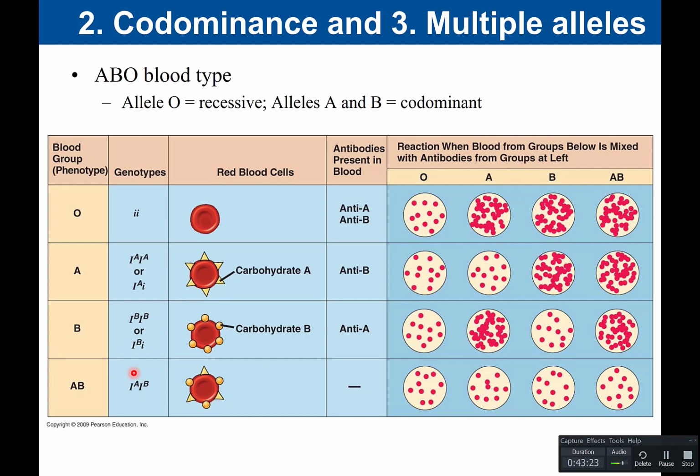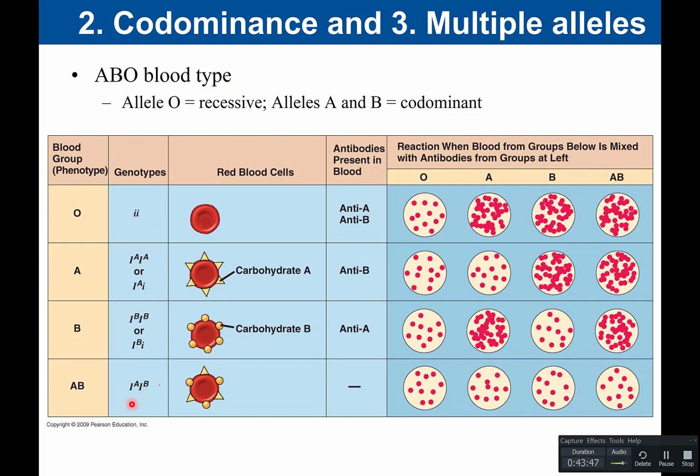Now, what if it was the other way? What if my mom was O? Could her mom be AB? Could my grandma be AB and my mom be O? No, that's not possible either. Because if my grandma was the AB, my grandma would be this. And that would mean that my mom would be O, which would be this.